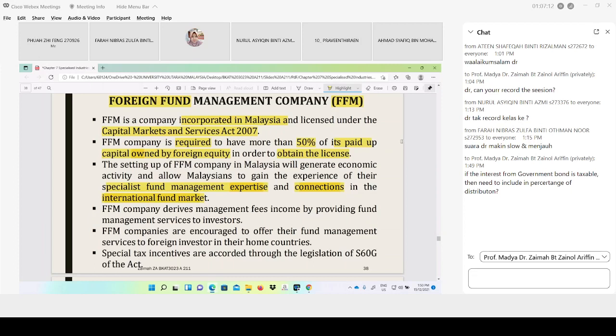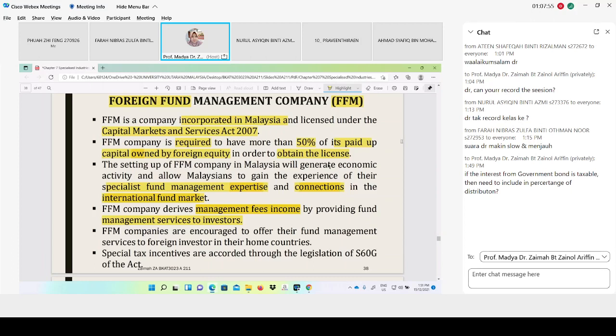Okay, so FFM company derive management fees income by providing fund management services to investor. So the income for the FFM is actually come from the service. We call it management service to investor. So the income is called management fees income. Okay. So we advise our investor, local and foreign, then we will get the fees from them. That is management fees, right? So management fee, this is our income, the FFM income.